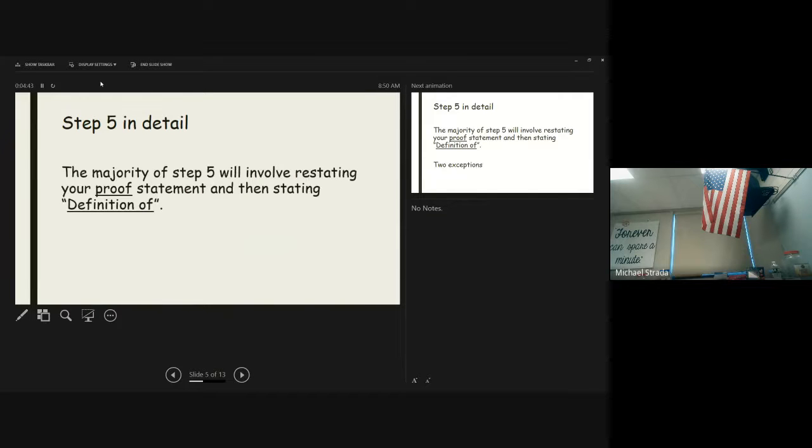Step 5 in detail. The majority of step 5 will involve restating the true statement and then stating definition of, with two exceptions.